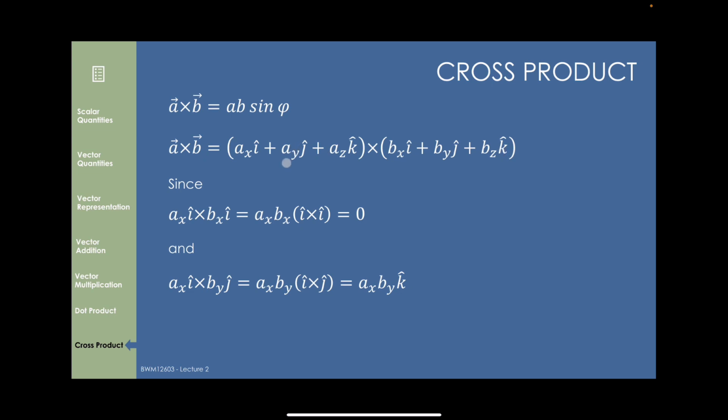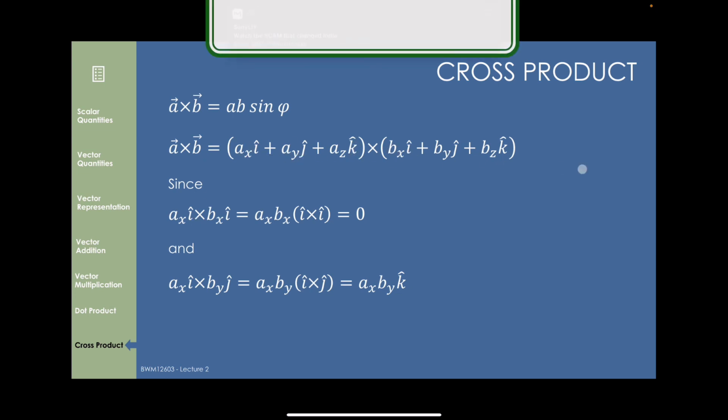And we also know that if two vectors are parallel to each other, their cross product is equal to 0. Therefore i cross i, j cross j, and k cross k are all equal to 0.